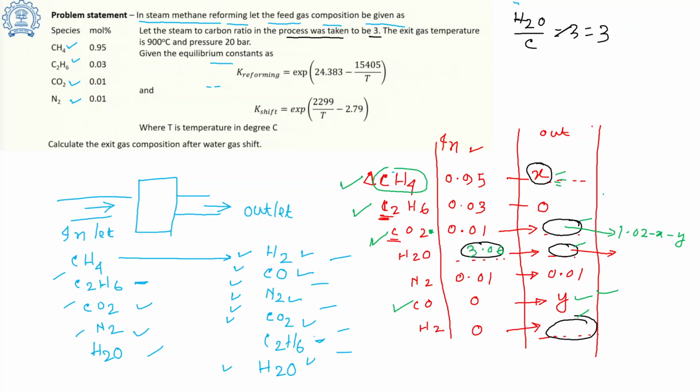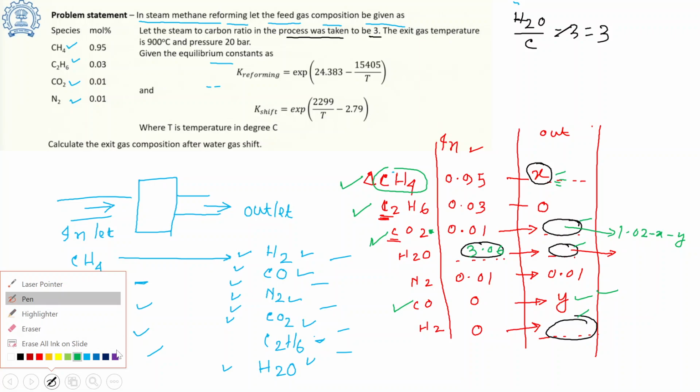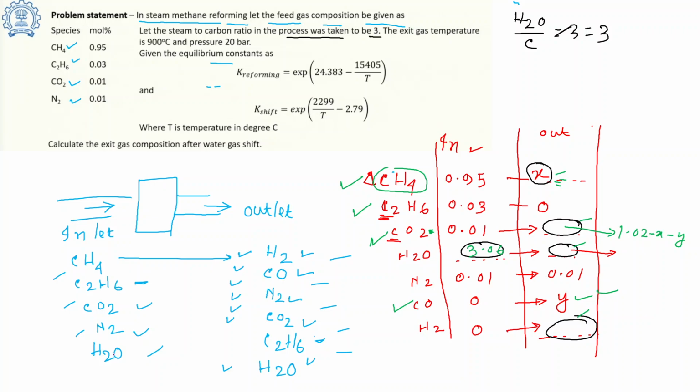Okay, what is the oxygen balance? Where is the oxygen present? I am taking another different color. Are you getting me? Hello. In carbon dioxide, oxygen is present. In water, oxygen is present. In carbon monoxide, oxygen is present. In a similar way, you have to calculate the entering and leaving of oxygen.